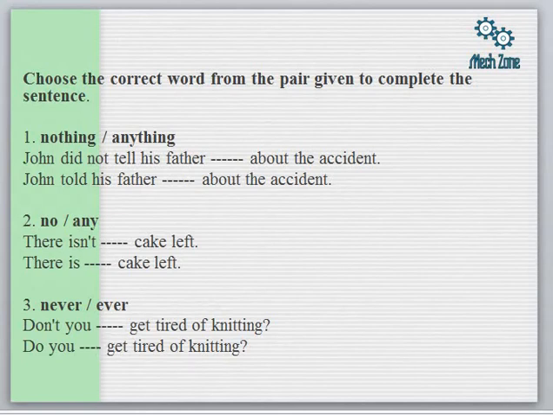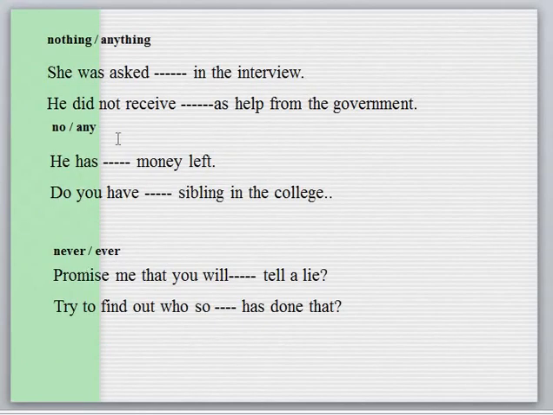So let us do another exercise on the same funda, and nothing or anything should be used in one of these sentences. She was asked dash in the interview. She was asked nothing in the interview, because here we are not having any negative word, so we can use nothing in this place. So she wasn't asked anything about anything in the interview.